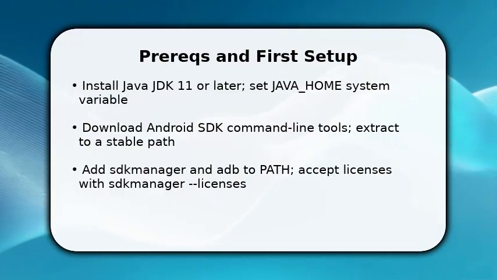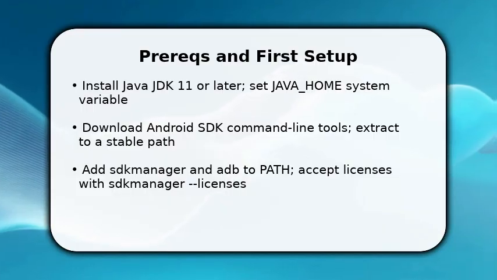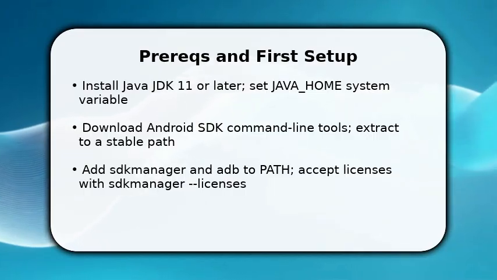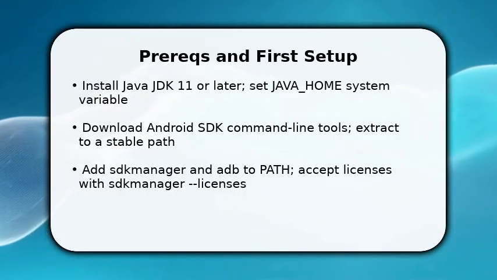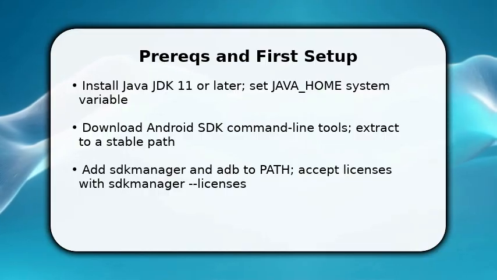You start by getting prerequisites in place. Install JDK 11 or later and set Java Home so tools run predictably. Next, download the Android SDK command line tools and extract them to a stable folder. This avoids path confusion. Once done, add the SDK platform tools and tools/bin to your path so SDK Manager and ADB are available everywhere. You should then run SDK Manager licenses and accept agreements. This clears a common blocker and lets you install platforms and build tools cleanly.